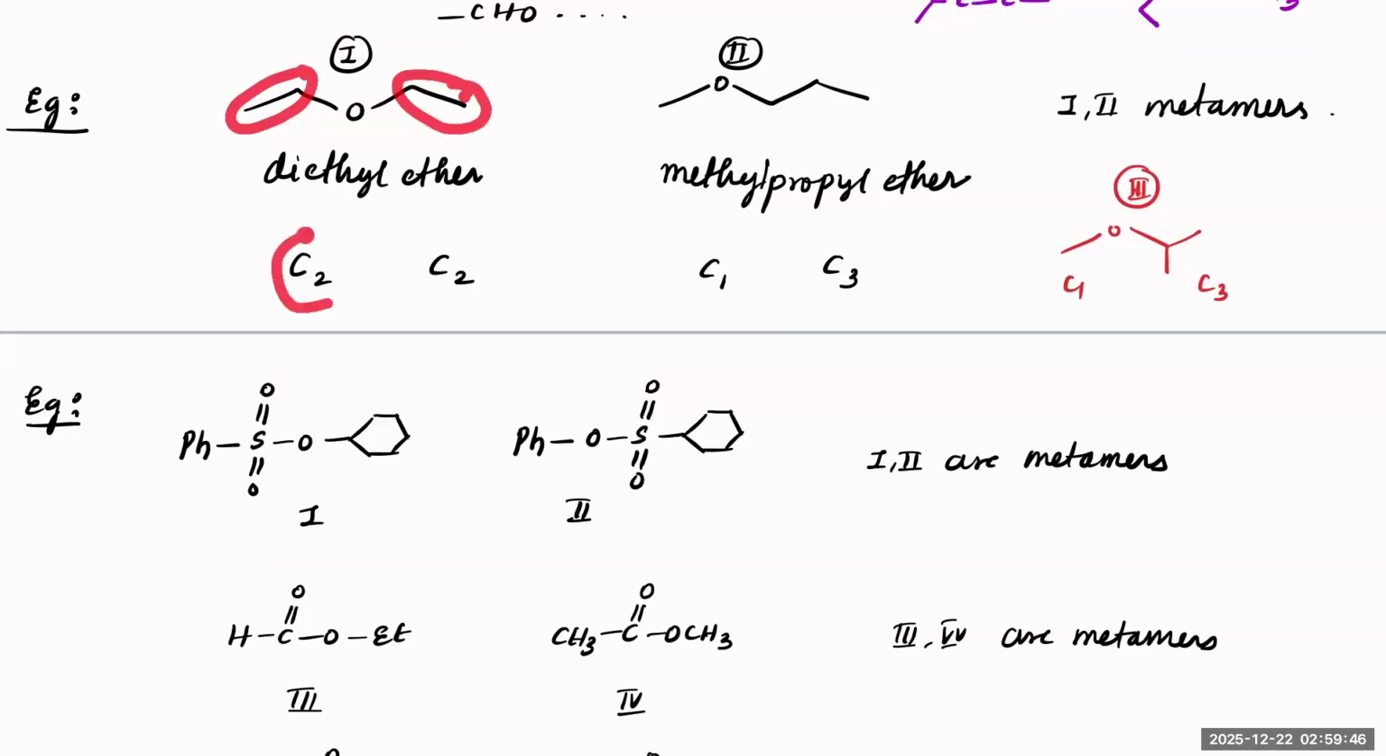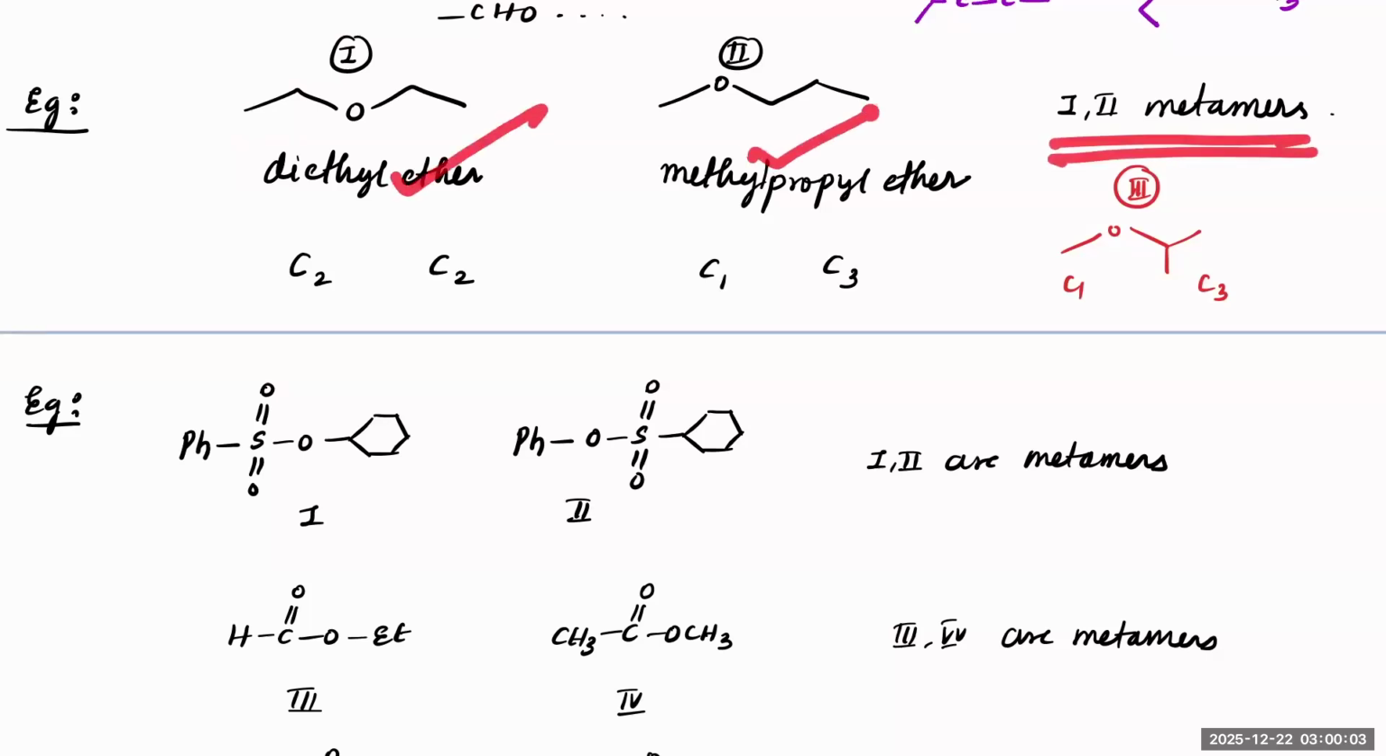Next, check out, starting with these examples, when you have ethers, left hand side of the ether, right hand side of the ether, we have two carbons and two carbons. If I take one methyl group and put it on the left hand side, now I can have three carbons on the right, one carbon on the left. So that makes these two as metamers. So 1 and 2 are metamers. Now notice 2 and 3 cannot be metamers because number of carbons are same on both sides. They could be chain isomers, they could be positional isomers, but definitely not metamers.